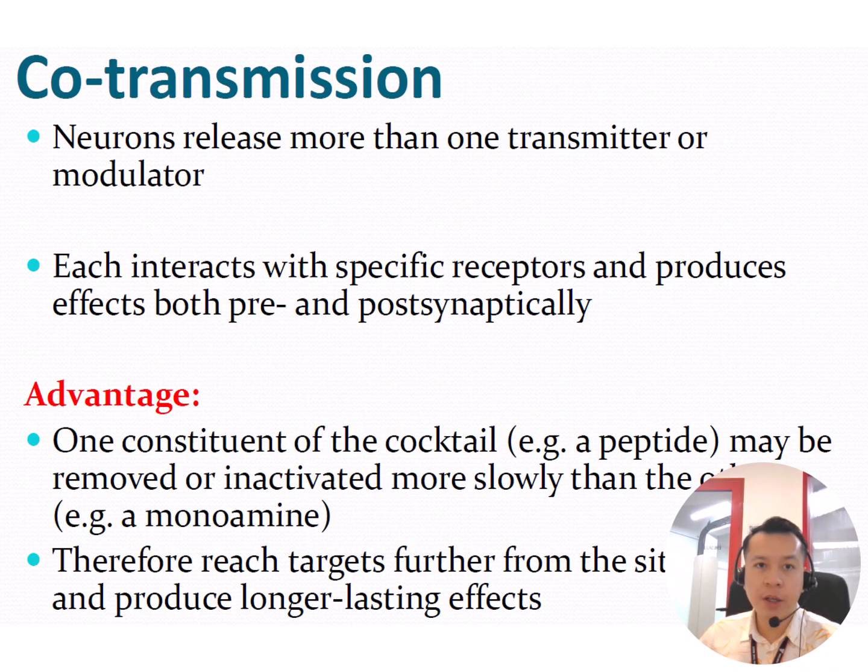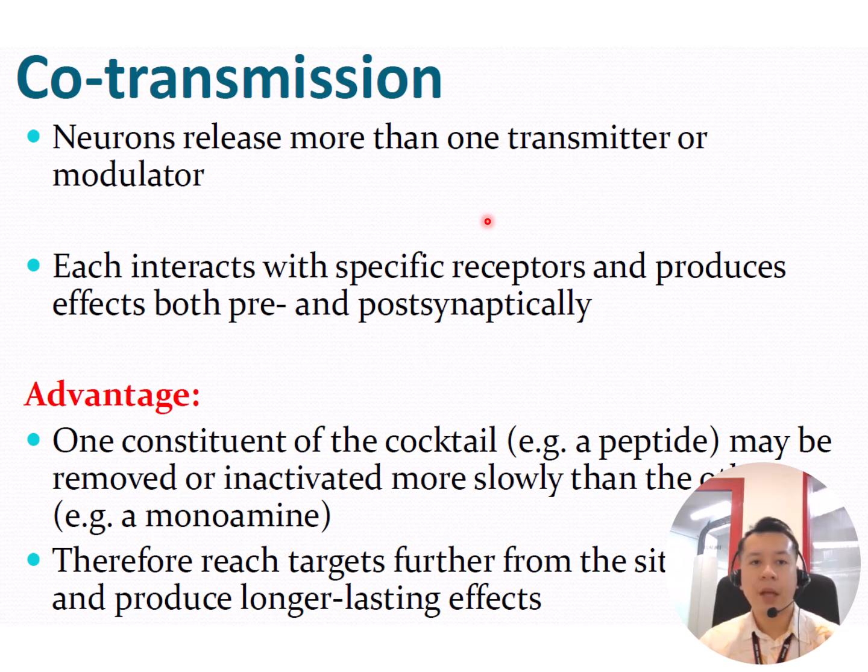Okay, moving forward, now we're going to talk about the features of neurotransmission, which we know as co-transmission. So what is co-transmission? It is when a single neuron releases not just one, but multiple chemical messengers. Typically there is a very fast-acting neurotransmitter and a very slow-acting modulator, like a peptide.